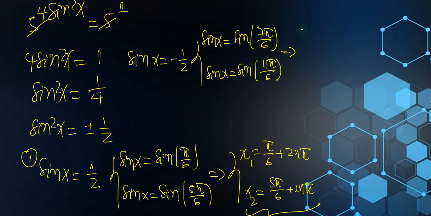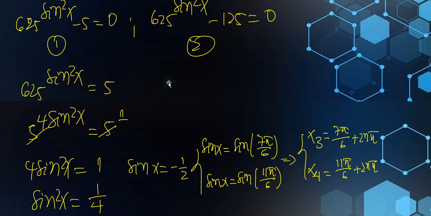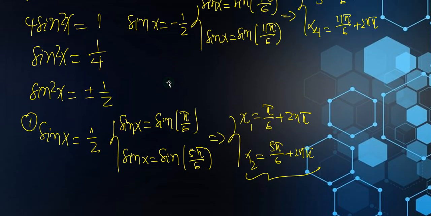So this means that our x3 here is going to be equal to 7 pi over 6 plus 2n pi, and our x4 is going to be 11 pi over 6 plus 2n pi. Okay, so this is the solution for our first case here. So we have four solutions in here.